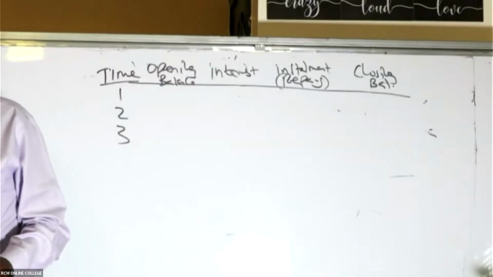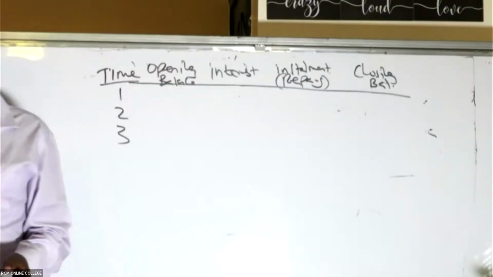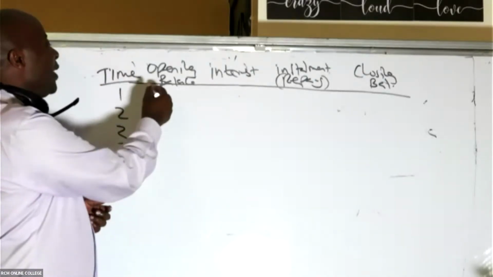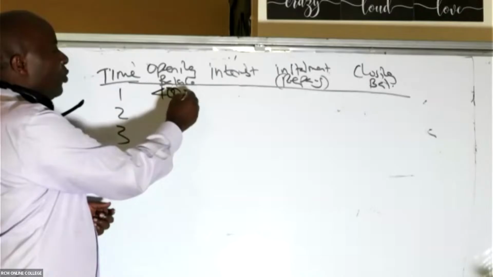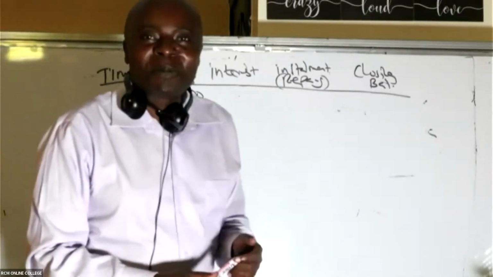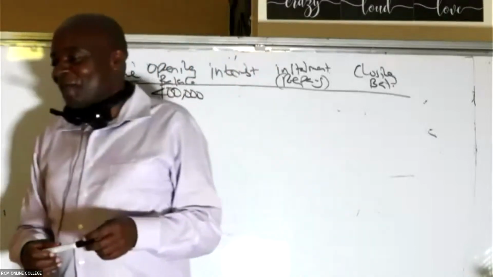So in this case, the opening balance is the very first, not 160. Opening balance is the total loan, you guys. And the way you told me that so many of you can do it. Opening balance is normally the loan that you've been given, 400,000.